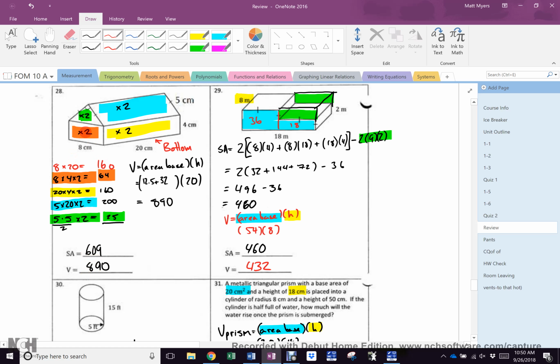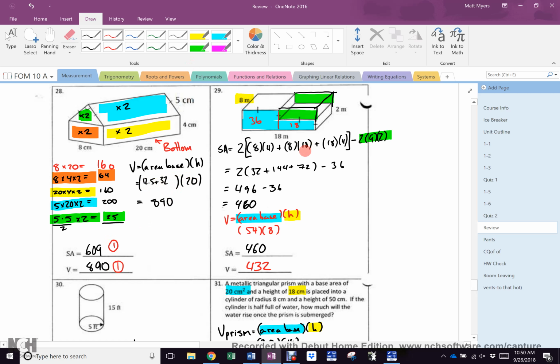The orange at the front, 8 by 4 by 2. The yellow, 20 by 4 by 2. So you do all the math and you add it up and you get 609 for 1 mark. Then, for area of the base, that is the orange and the green. With the area of the base, of course, you add them to get 44.5, and you multiply that by 20 to get 890.